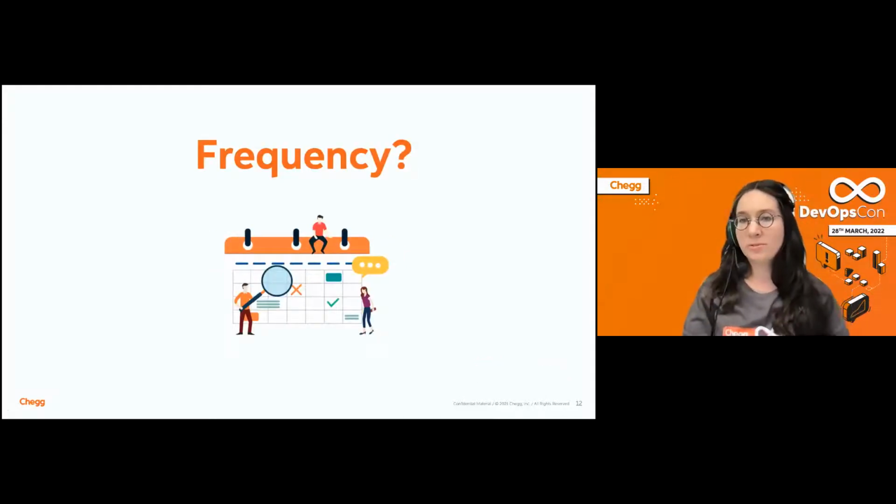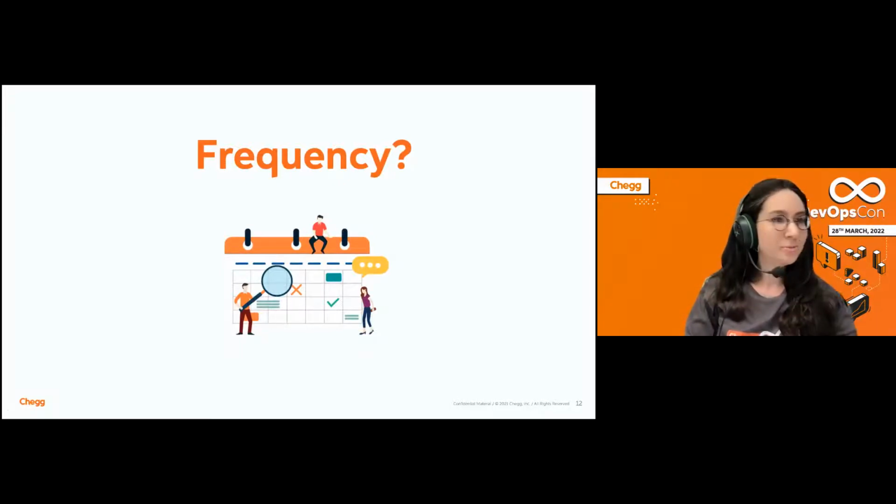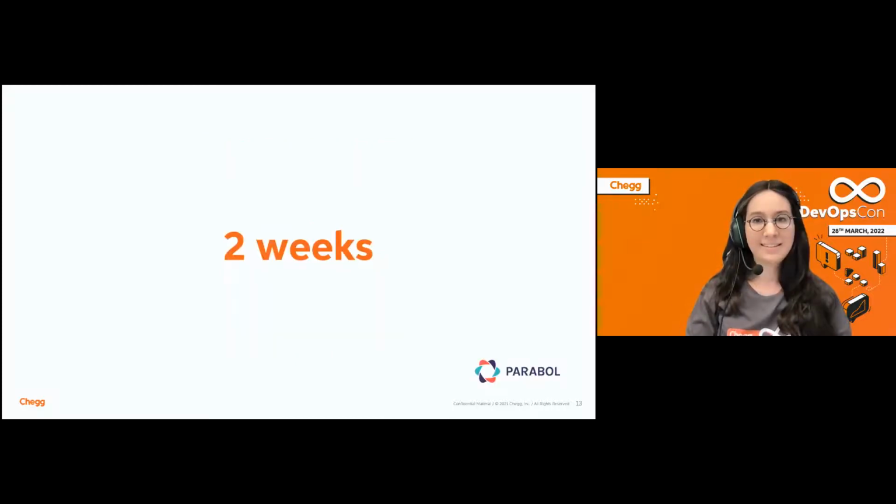What is the common frequency to schedule a team retrospective? Also, try to guess in the chat. Okay, so most of the teams are running a retrospective every 2 weeks, and a minor number of teams are running a retrospective every 4 weeks.